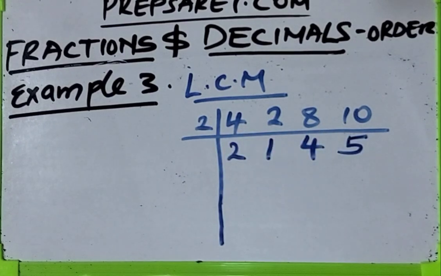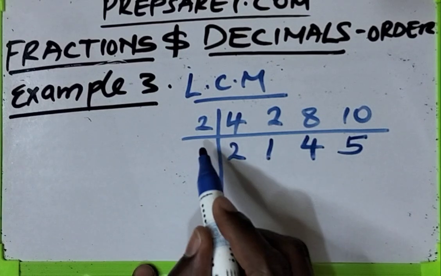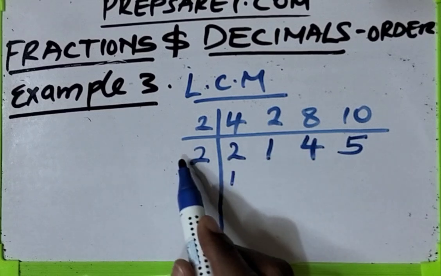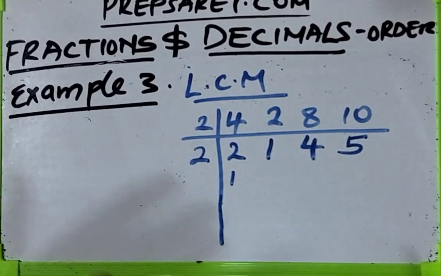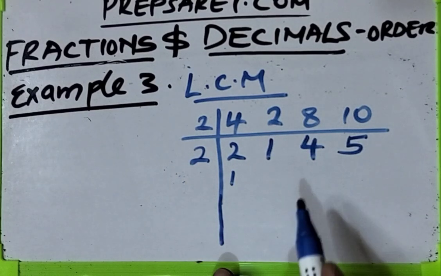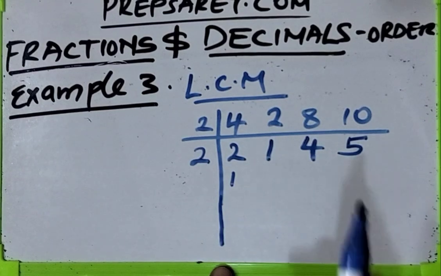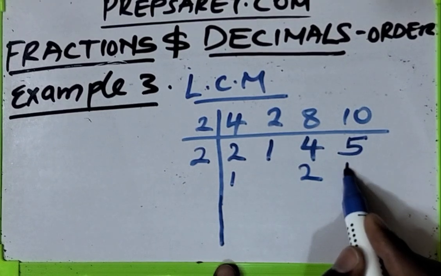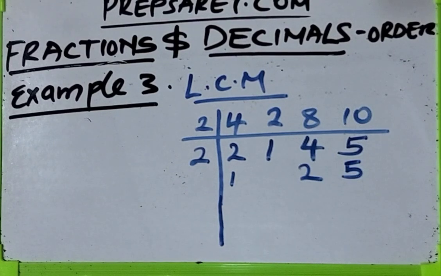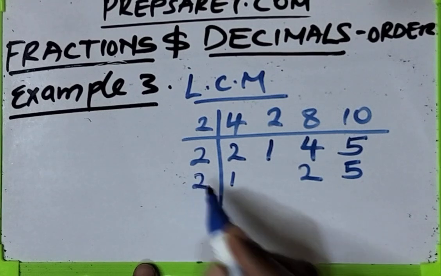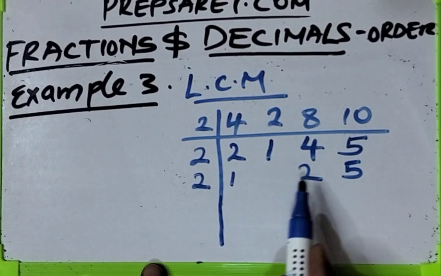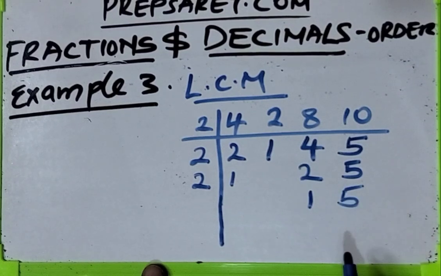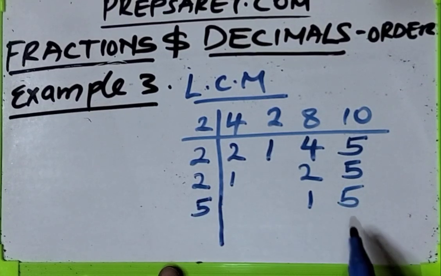We are not yet done with 2's. We write another 2 here. 2 divided by 2 is 1. That one is complete. 4 divided by 2, I skip 1 because it has already been eliminated, is 2. And 5 divided by 2 is not possible because we cannot get a whole number. So we again write 2 because there is a 2. 2 divided by 2 is 1. And now we are left with 5. So the last one is 5, and 5 divided by 5 is 1.